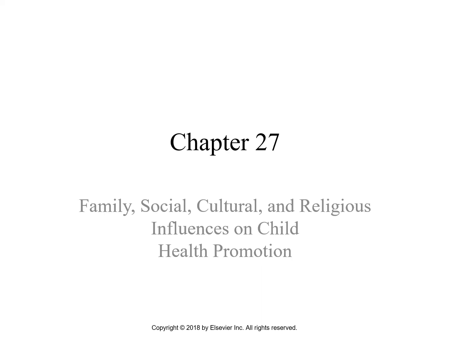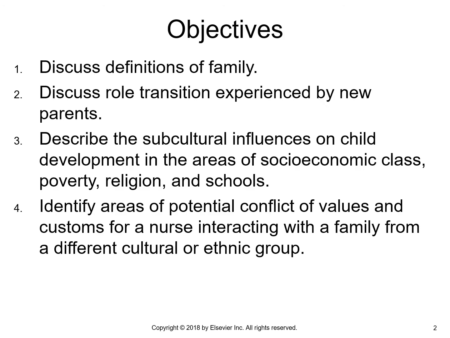Chapter 27, Family, Social, Cultural, and Religious Influences on Child Health Promotion. Your objectives for this chapter are to discuss definitions of family, discuss role transition experienced by new parents, describe the subcultural influences on child development in the areas of socioeconomic class, poverty, religion, and schools, identify areas of potential conflict of values and customs for a nurse interacting with a family from a different cultural or ethnic group.